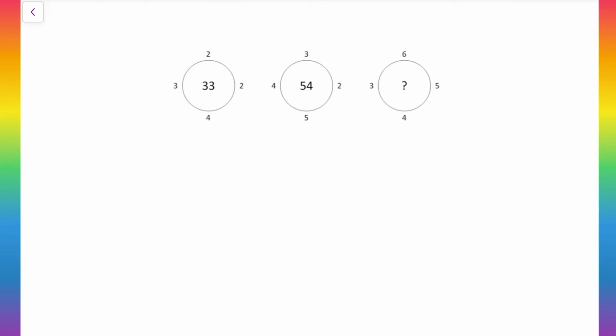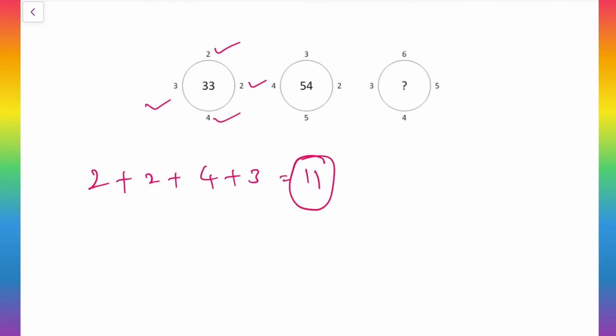Okay, in the circle we have some numbers and outside of the circle also some numbers are there. If we do something to the numbers which are outside of the circle, we will get the number which is inside of the circle. First I am going to add all the numbers which are outside. It will be 2 plus 2 plus 4 plus 3. 2 plus 2 is 4, 4 plus 4 is 8, 8 plus 3 is 11. This 11 and 33, is there any relation? 11 3s are 33.